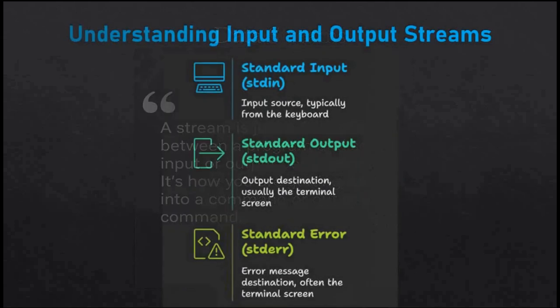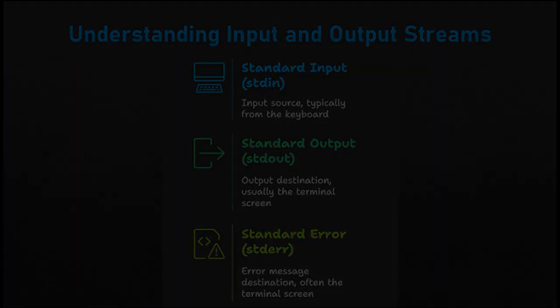There are 3 standard streams in Linux: standard input, standard output, and standard error. With standard input, the input usually comes from your keyboard, though it can come from another file or another command. With standard output, output normally goes to your terminal screen, but it can be redirected to a file or another command. For standard error, the message usually goes to your terminal screen, though it can be redirected as well.